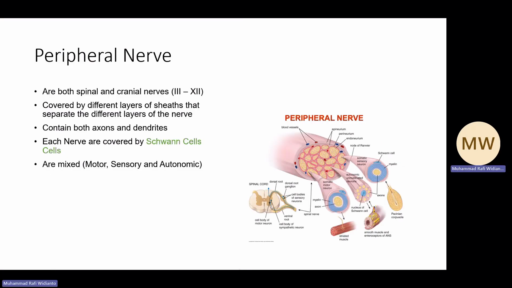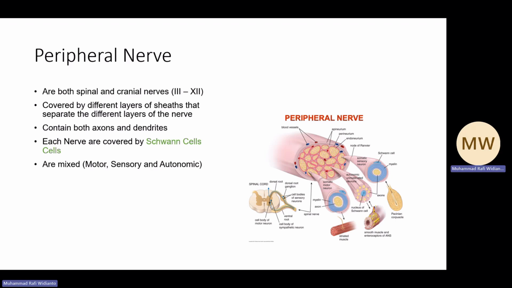So the peripheral nerves are both spinal and cranial, and they are covered by different layers of sheath, by the myelin sheath, that separate the nerve into different concentric layers, like the epineurium, the perineurium, and the endoneurium. They contain both axons and dendrites, and each nerve is covered by the Schwann cells, very important for peripheral nerve. And their functions are that they are mixed, so they are motor, sensory, and autonomic in function.